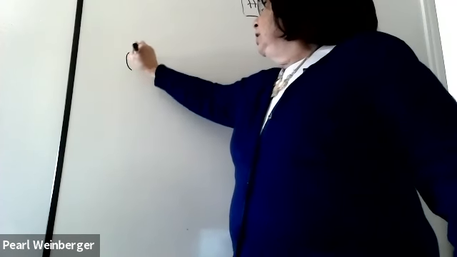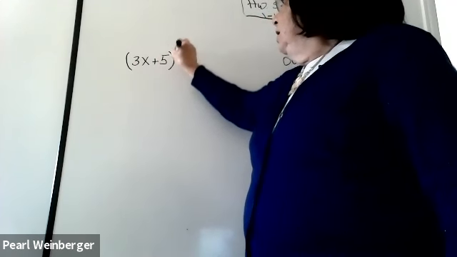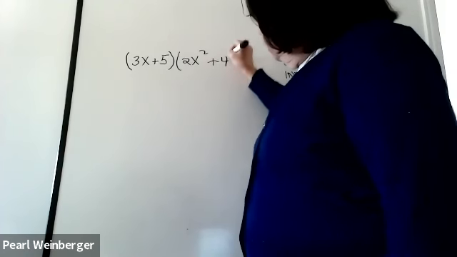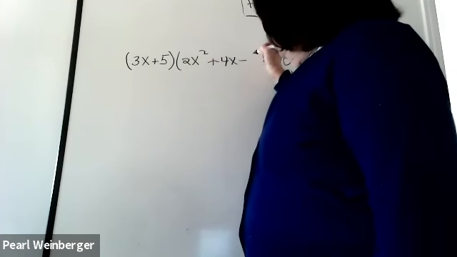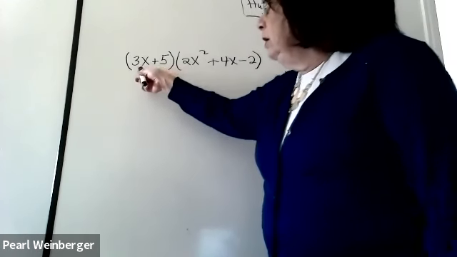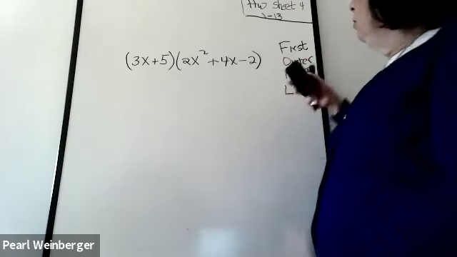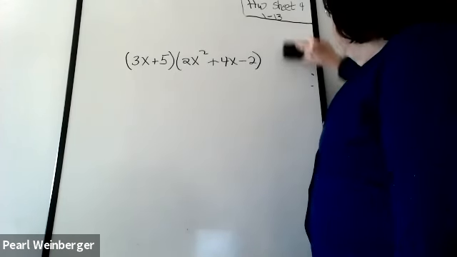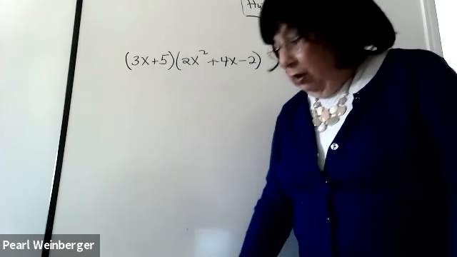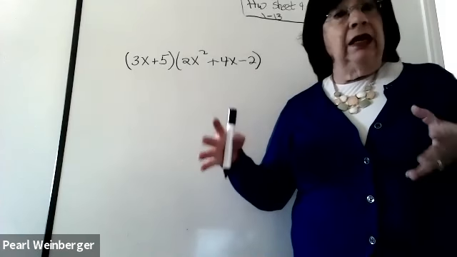Suppose I gave you 3x plus 5 times 2x squared plus 4x minus 2. Suppose I gave you a binomial times a trinomial. Well, obviously you're not going to use FOIL on that, because FOIL specifically means 2 terms times 2 terms, 2 binomials. But the concept of how we went about doing it is the same.